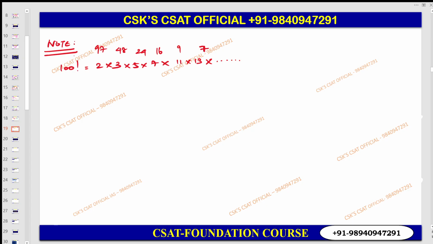Similarly, you can do it for 50 factorial also. How many 2's will be there for 50? 47. How many 2's, how many 3's, how many 5's, how many 7's, how many 11's, how many 13's will be there?